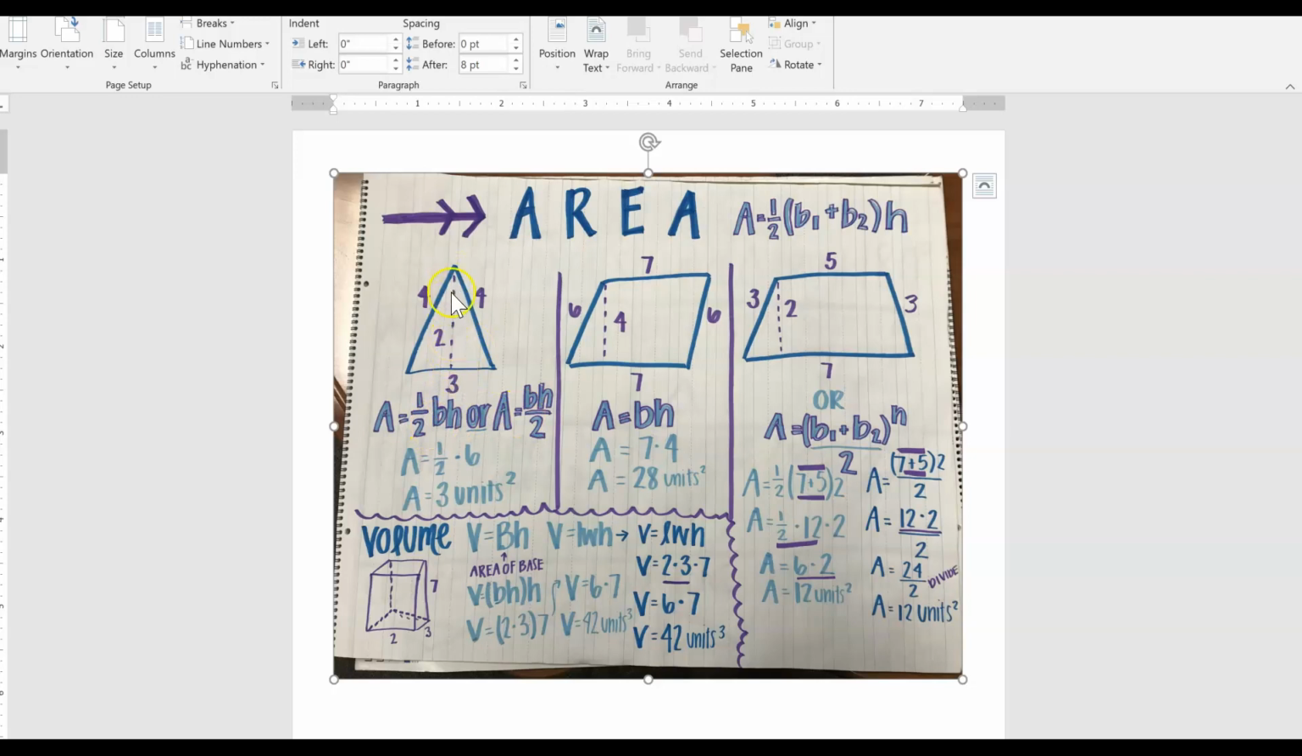Remember, the height is the dotted line. The base is the bottom number that the triangle sits on. These diagonal lines would only help you find perimeter, and we don't use them when we're using our area formulas.